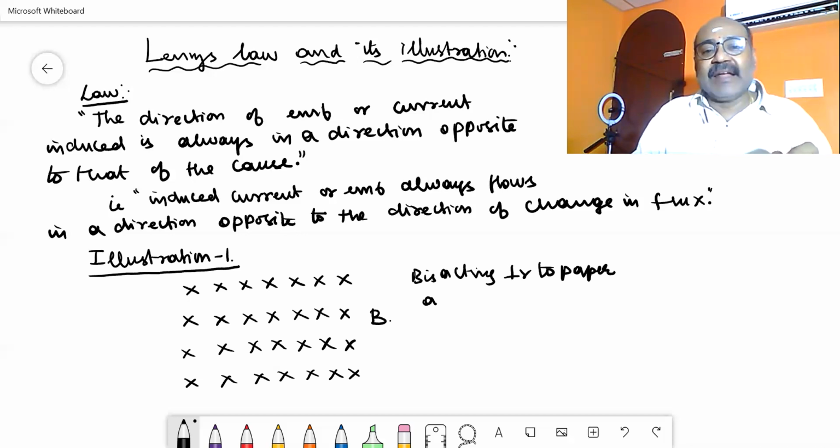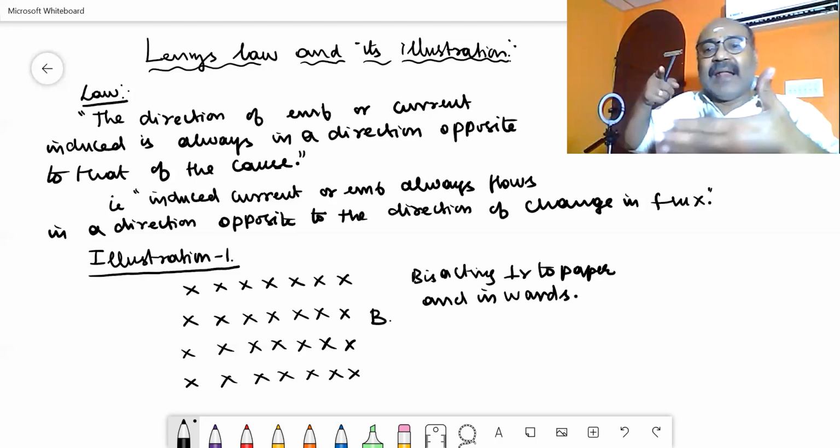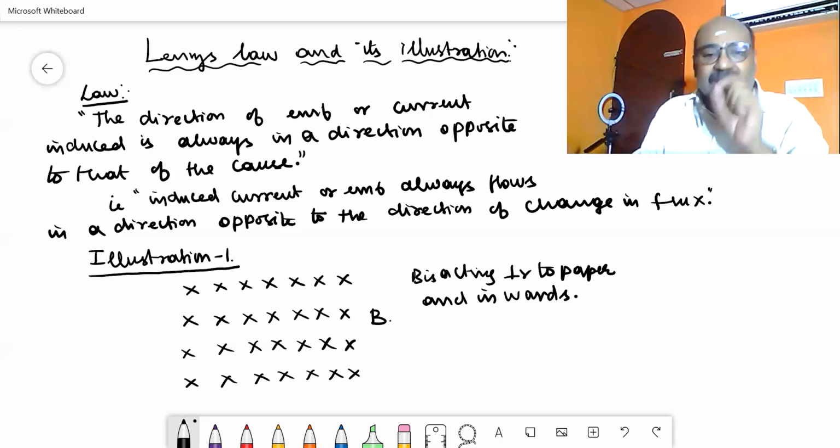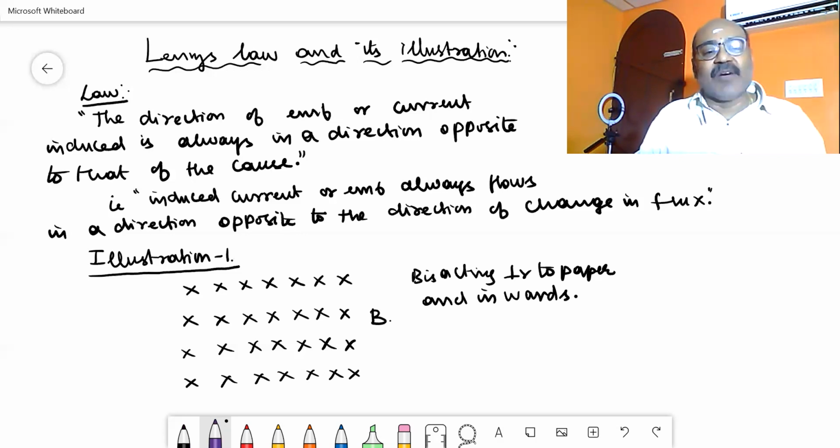It is acting perpendicular to the paper or perpendicular to the board and acting inwards. That was being represented by drawing what? Represented by drawing crosses. Now, inside this uniform magnetic field, I have placed a rectangular frame. I have used another color. So there is a rectangular frame placed inside.